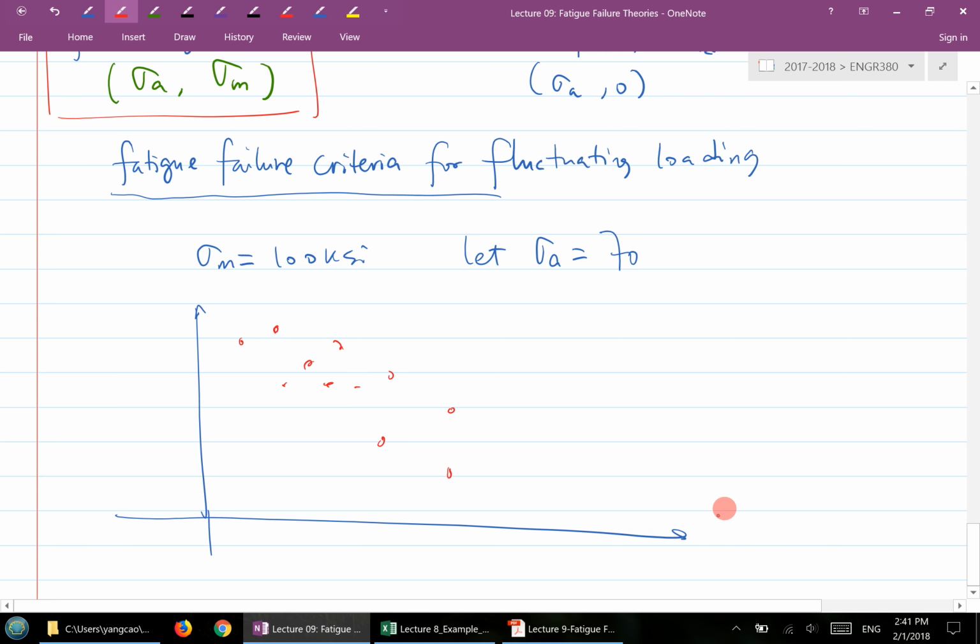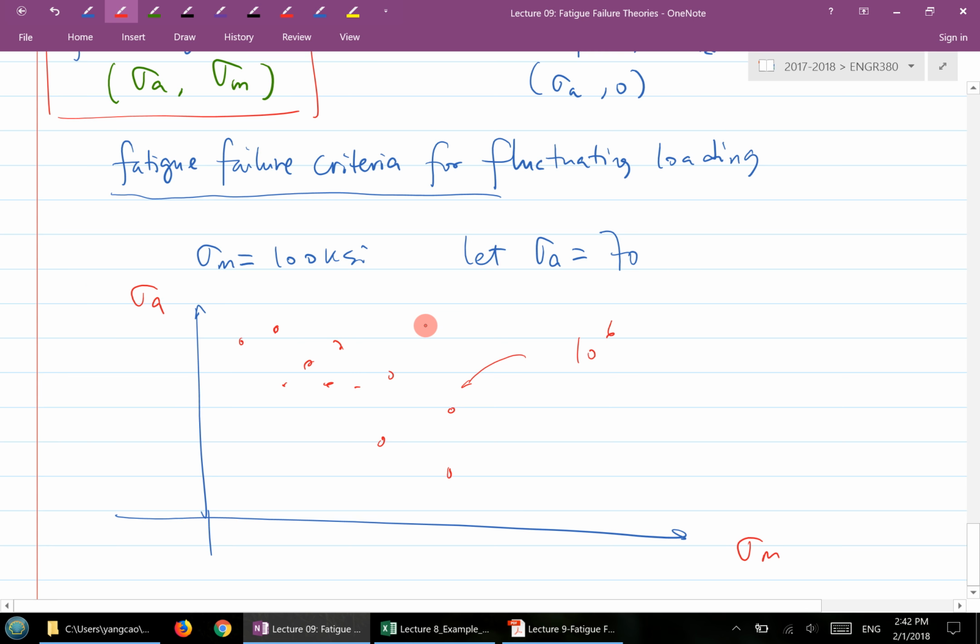So this horizontal axis here is sigma M, and this is sigma A. So you have a combination of a group of sigma A, sigma M here, and all of this corresponds to 10 to the power 6 cycles. There's a failure at that. If it's less than that, then you are safe. If it's beyond this value here, then you have a finite life.